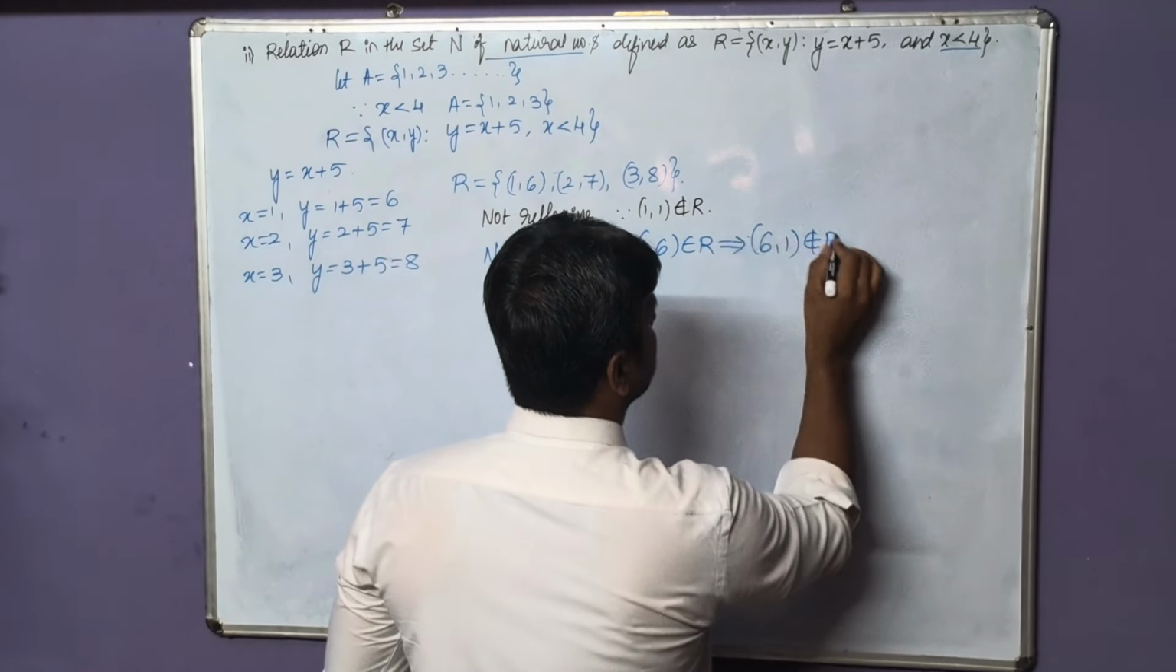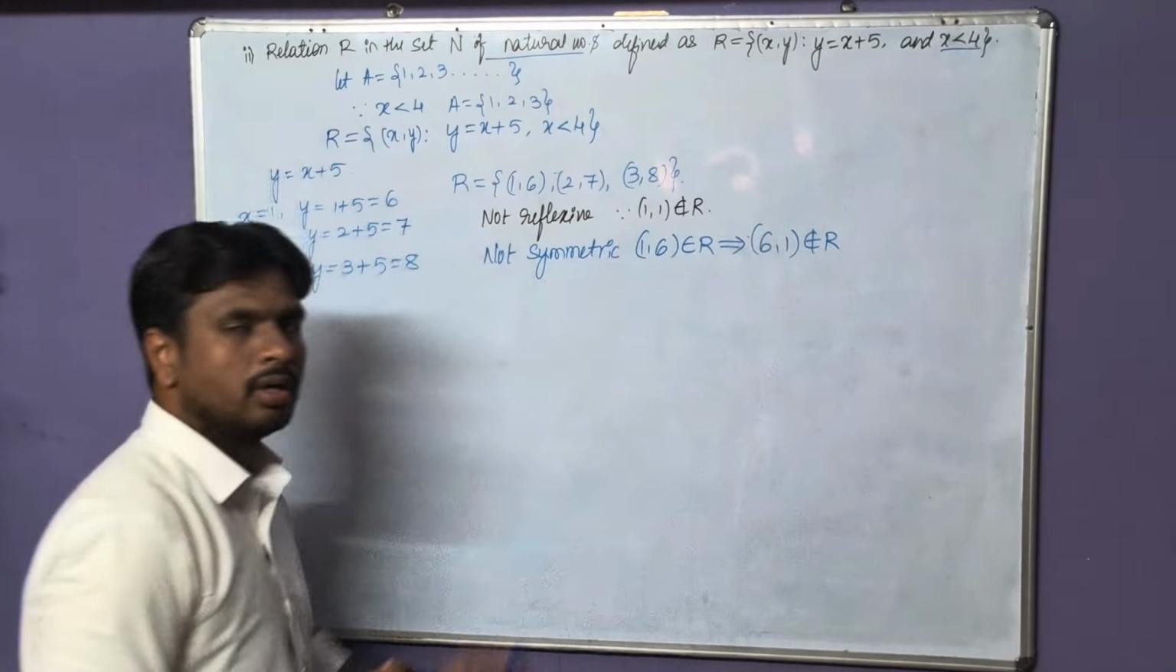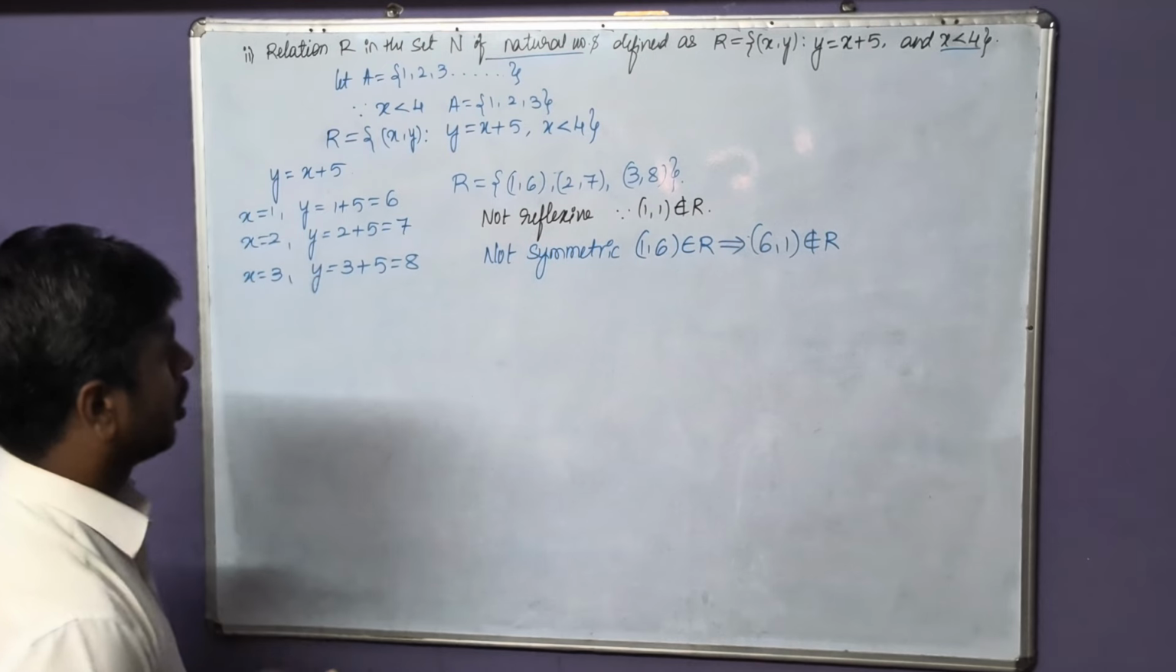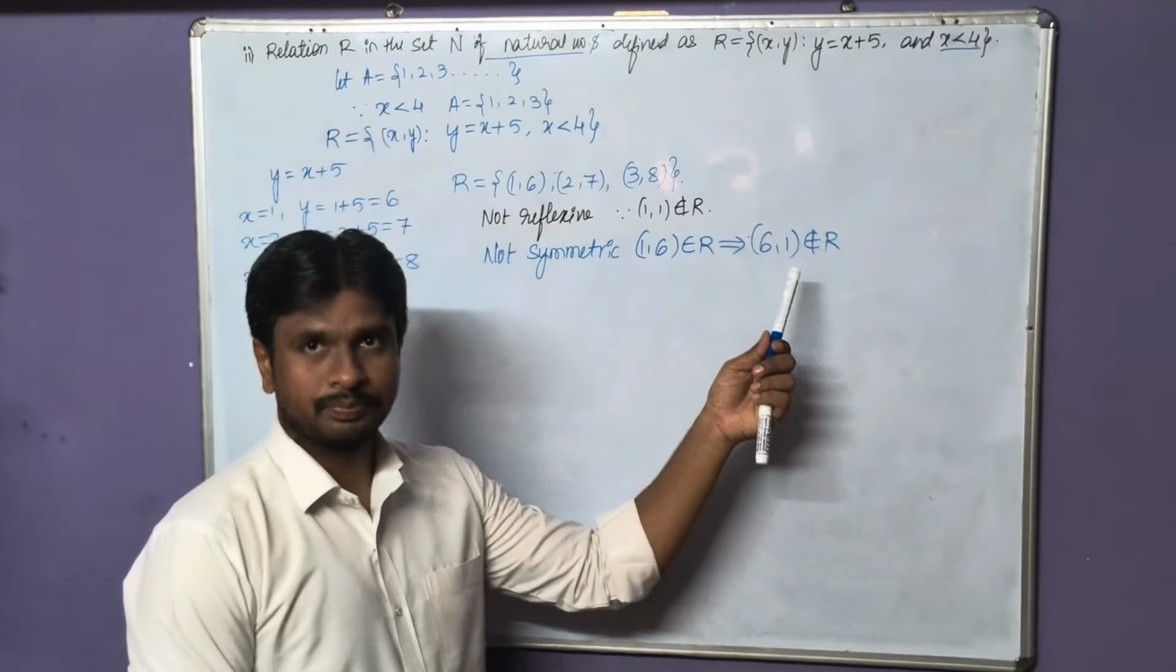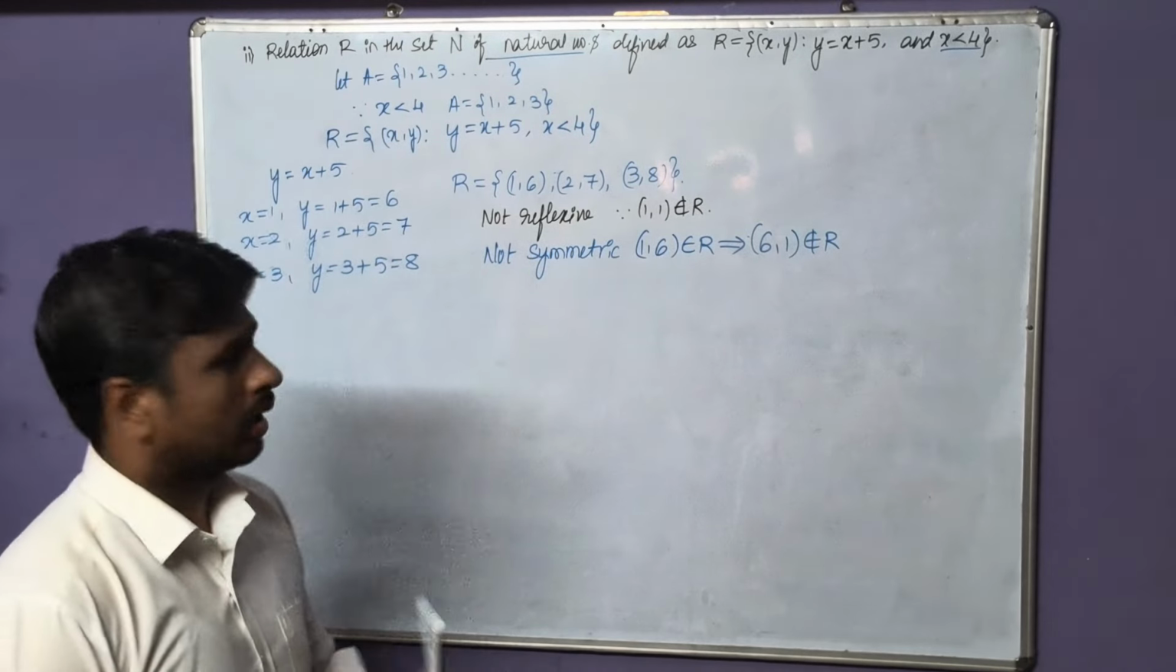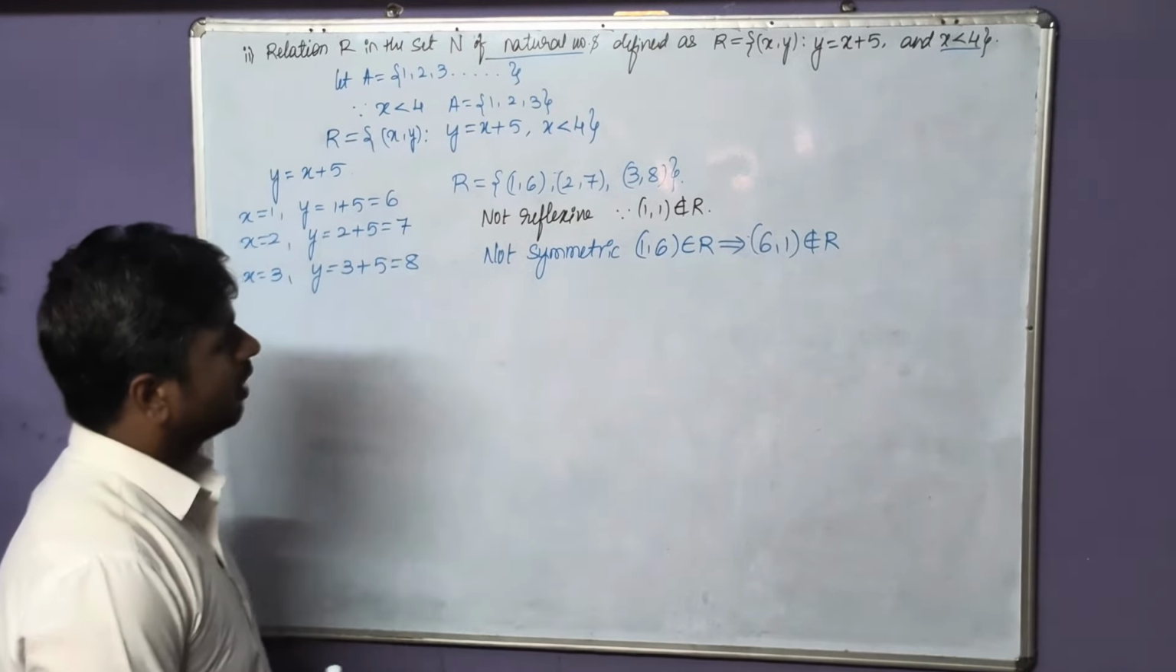So then and there only we can say that since (6, 1) does not belong to R, the given relation is not transitive. Now we need to think about the transitive condition. Can we say that the given relation is transitive?